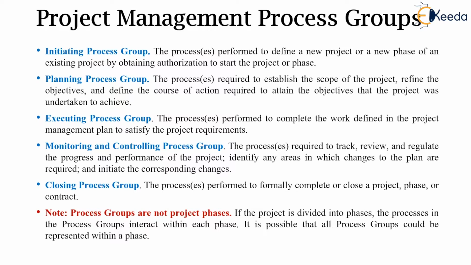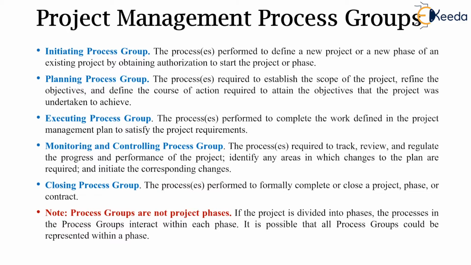Next is the planning process group. In this, the processes required to establish the scope of the project, define the objectives, and define the course of action required to attain the objectives that the project was undertaken to achieve. So this process group basically defines all the drawings, etc. that are required to give a direction to the project and help it attain the objectives.